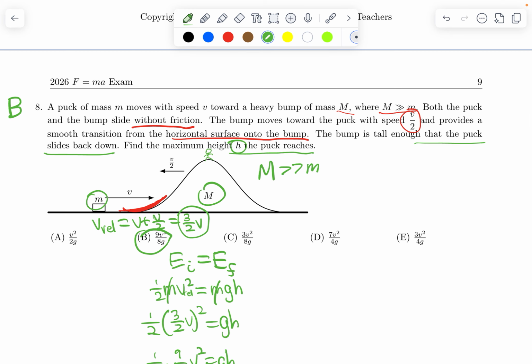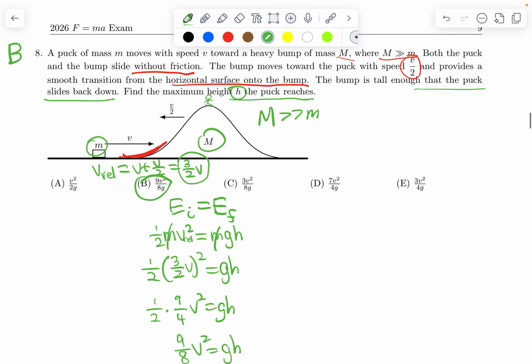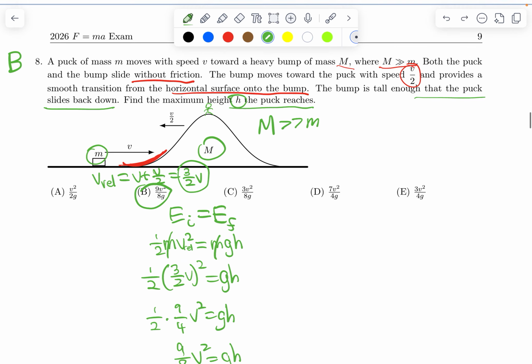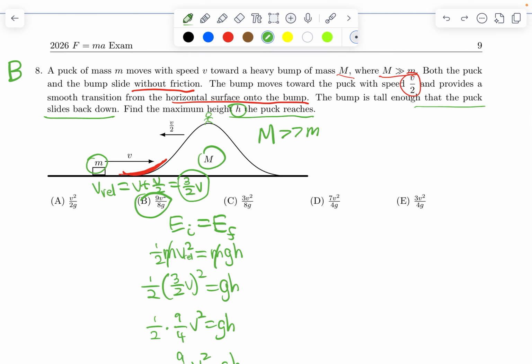So this problem, in the end, is pretty simple. It's just this easy energy conservation. The part that was being tested that was hard was how you would use the information they provided about some mass being significantly greater than the other and choosing to work in a certain frame.